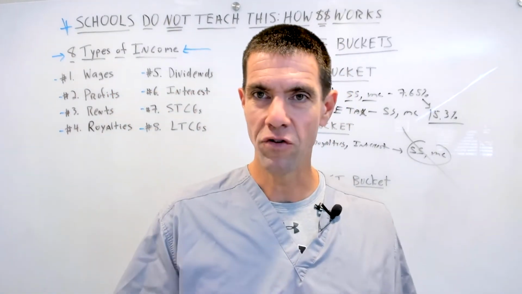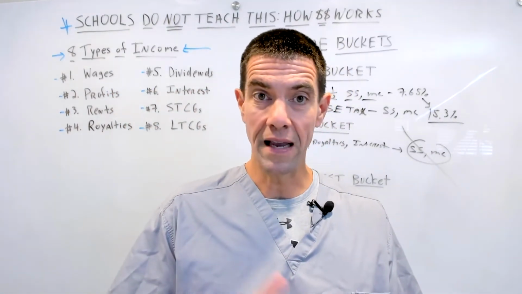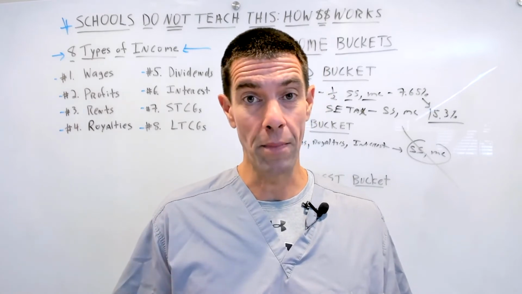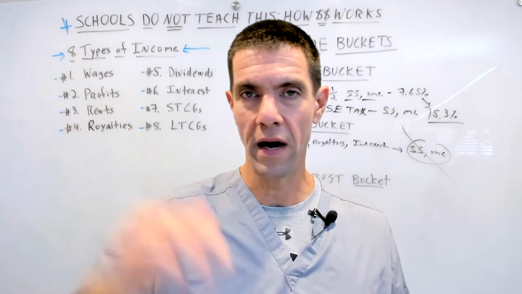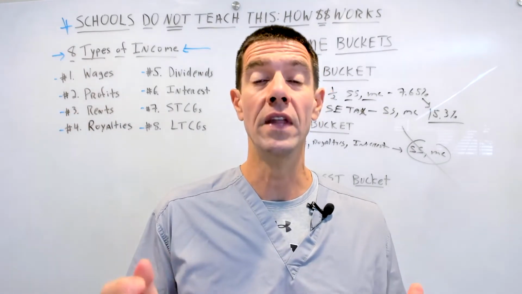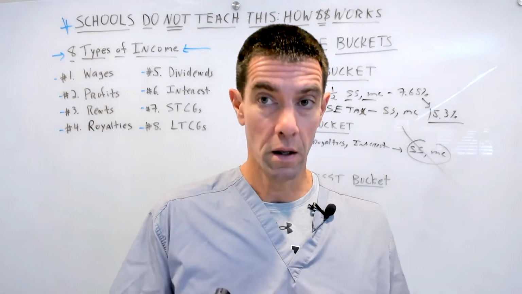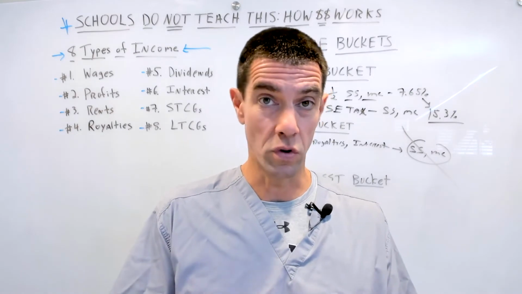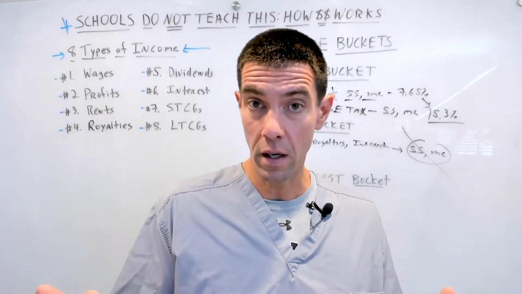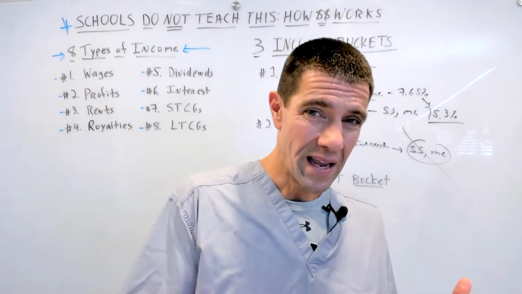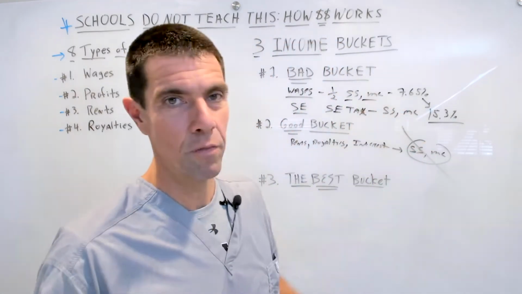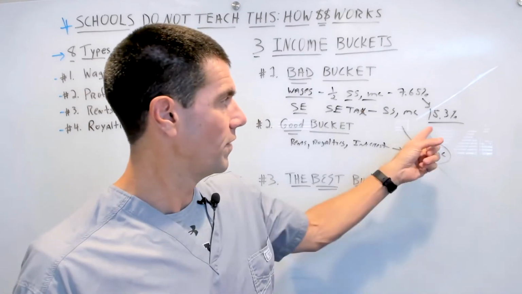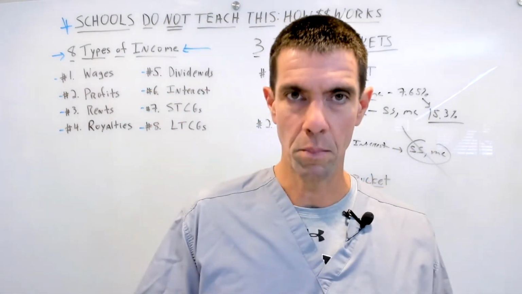But you have to remember that royalties, interest, and any short-term capital gains are going to be taxed at whatever your ordinary bracket is. So even though these are good, they're not great, but you did avoid that big chunk, that's 7.65%, or if you're self-employed, 15.3%.